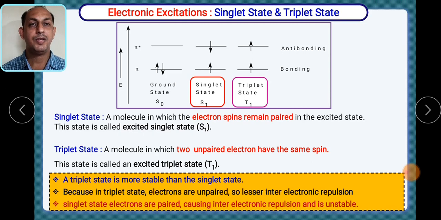If we see which particular state is more stable, the triplet state is more stable as compared to the singlet state. Why? Because in triplet state the electrons are unpaired, so lesser inter-electronic repulsion will take place, because we know that repulsions are there with the parallel. So that will be lesser in case of the triplet state. In singlet state electrons are paired, causing inter-electronic repulsions. They are having repulsions and they are unstable. So this particular state is unstable and this particular state is stable because there are fewer electronic repulsions.